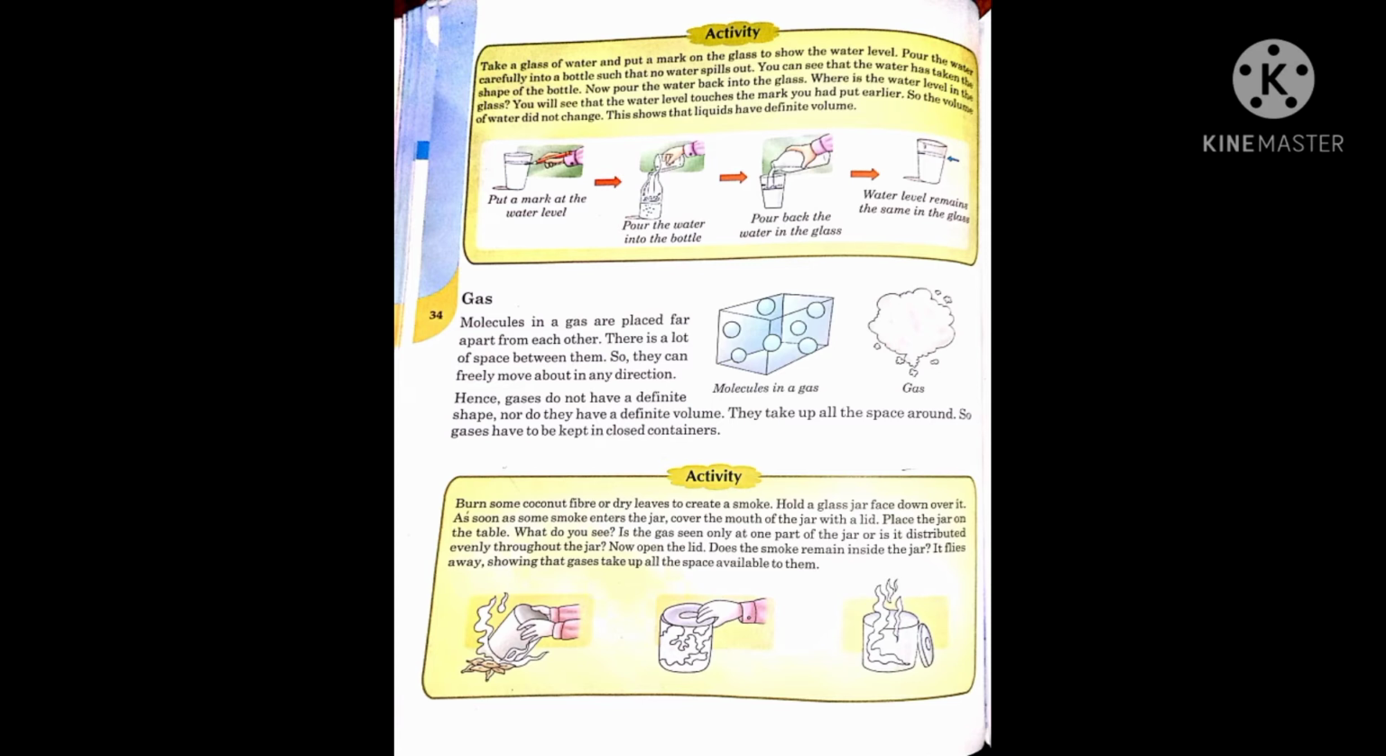So students, the things you will need to perform this activity are coconut fiber or dry leaves and an empty glass jar with a lid. So what you have to do is burn the coconut fiber or dry leaves, turn the glass jar over it. The smoke will enter into the jar. Now cover the jar with a lid and place it on the table. You will see that smoke will cover the whole area of the jar. As soon as you remove the lid, the smoke will escape from the jar. This activity shows that gases take up all the space available to them. Now come to the next page.